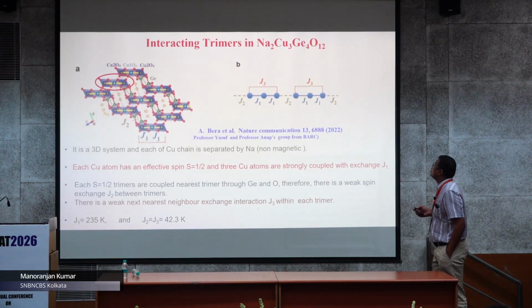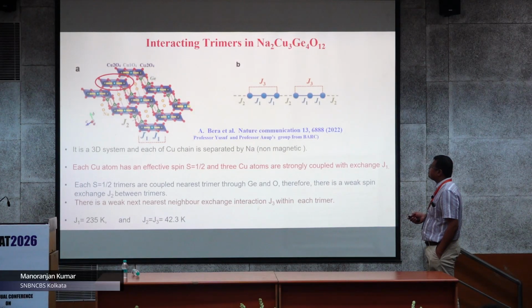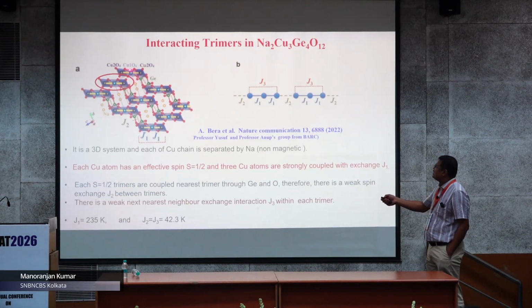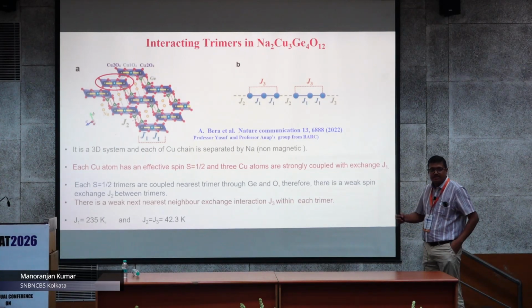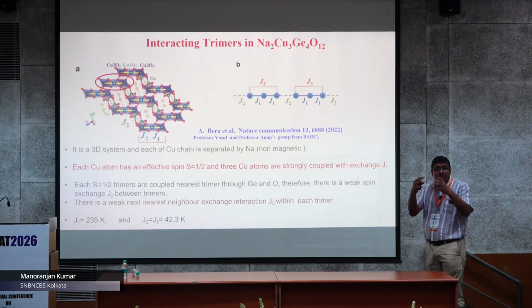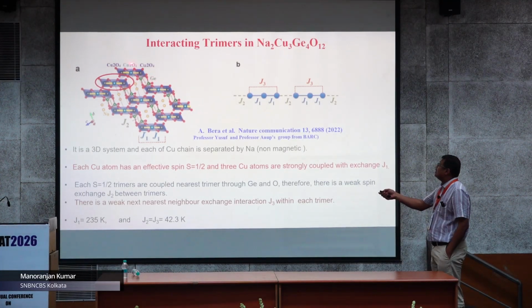So this is sodium copper germinate, and it is a 3-dimensional system. You can see here, if you go along this, it looks like a 1-dimensional chain because it's separated by the sodiums. Sodium will keep these two chains very separated out. Okay, but if you see more carefully, you'll see that there are 3 coppers which are very close together, and the next one, and that's why it forms the trimer.